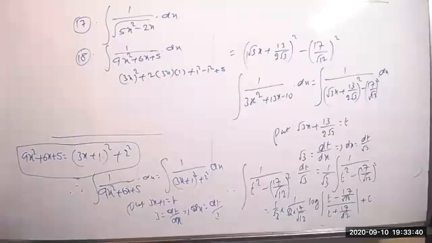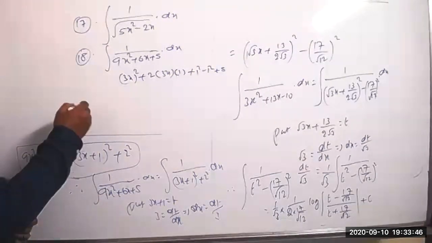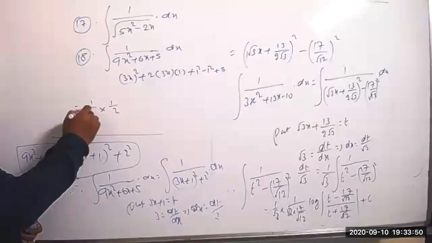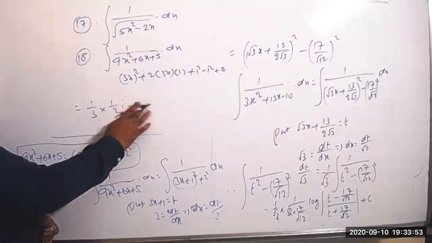Almost the problem is done. 1 by 3 we will take outside, the value of 2, so 1 by 2 we are getting directly. So 1 by 3 into 1 by 2, is it 1 by 6 log of 3x plus 1 by 2 plus c? Not log, how to get the log here?